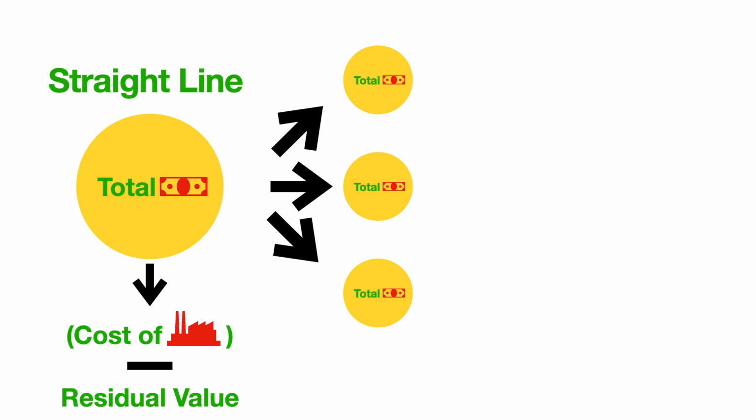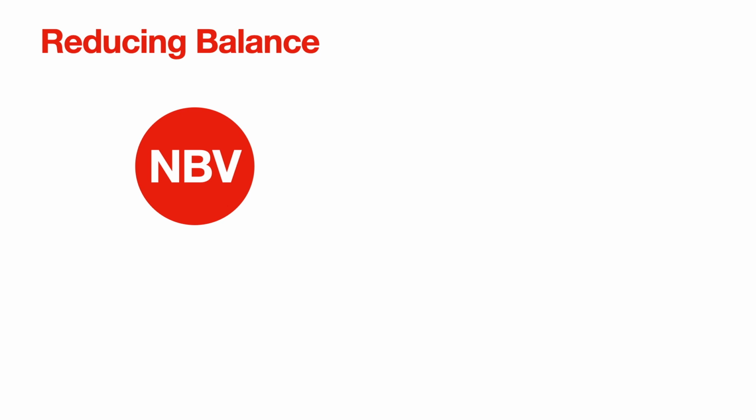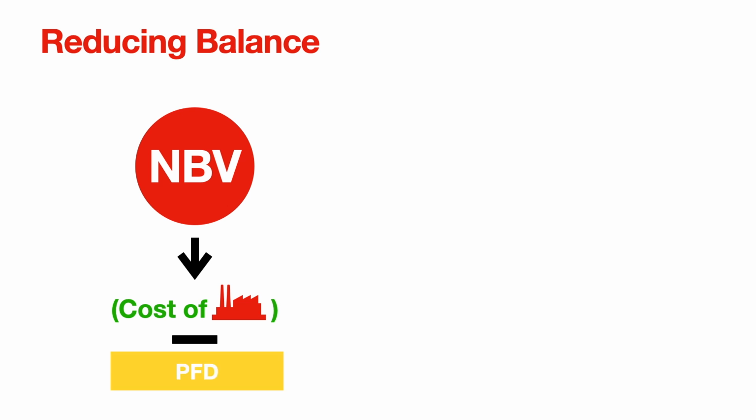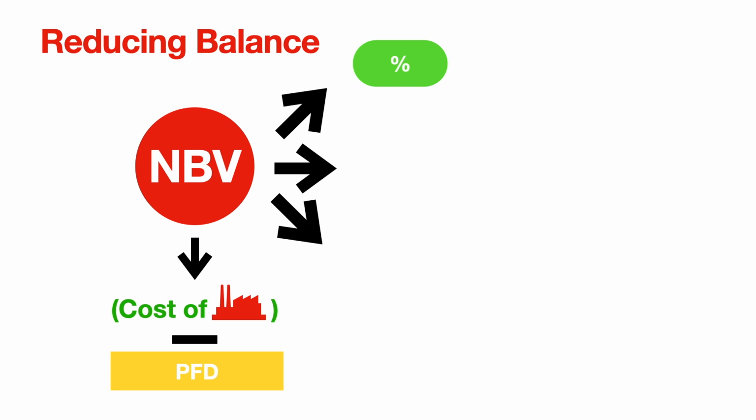In the reducing balance it is different. You have to calculate the net book value. How to calculate net book value: cost of non-current asset deducted by provision for the depreciation, the total of depreciation. So that becomes net book value. And then in reducing balance method, the amount will not be the same, but the percentage will be the same from year to year.